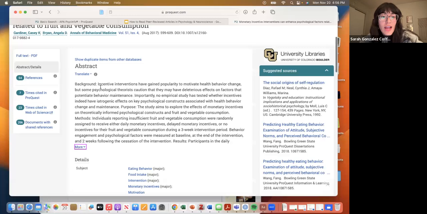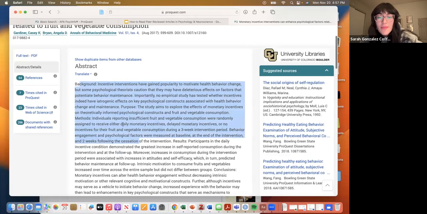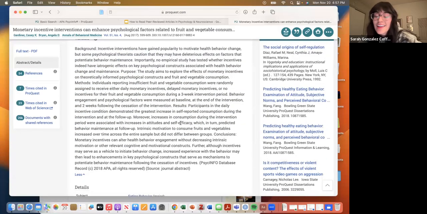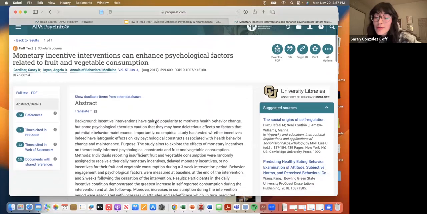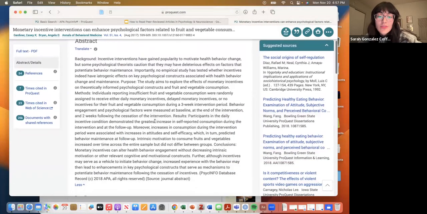So perfect, we see our abstract. You can see 1 or 2 sentences for each of the different sections. And part of the reason I picked this paper is because I think they did so great at that. And actually, Angela Bryan is one of our faculty members who is a PI in the CU Change Lab. So this is one of our own.